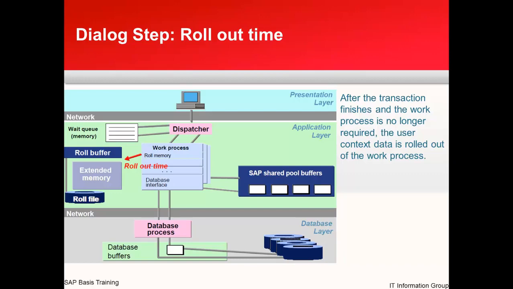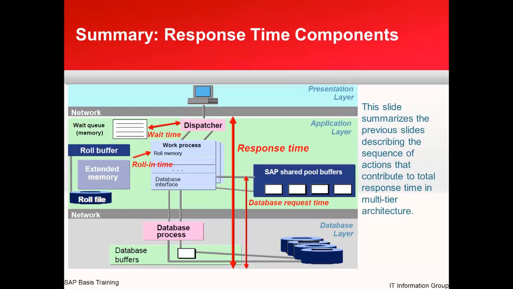Okay, so next is the CPU time. CPU time is the amount of time during which a particular work process has active control of the central processing unit. That's the CPU time.